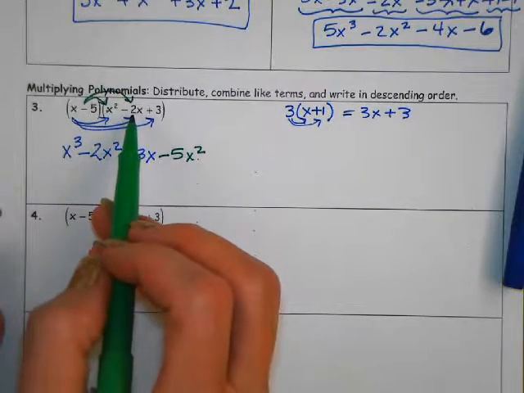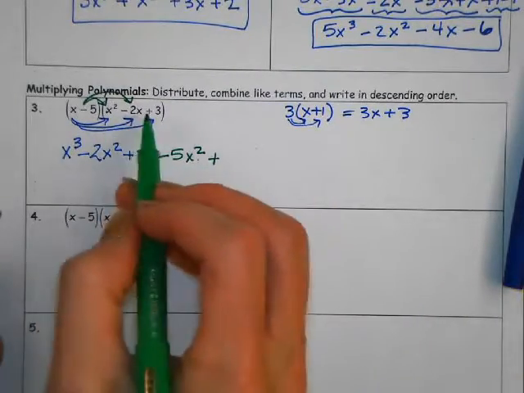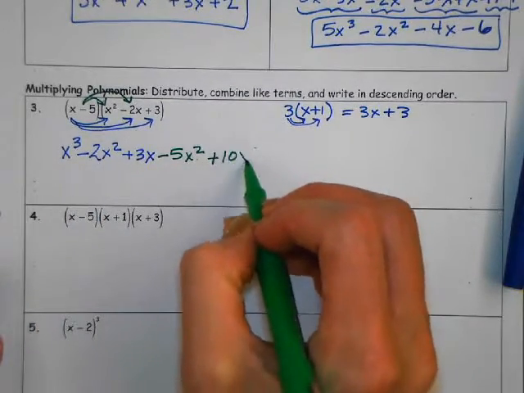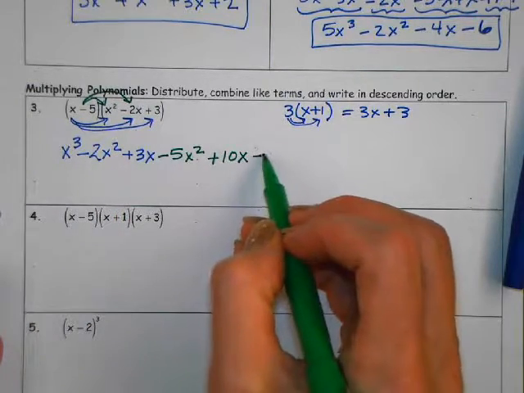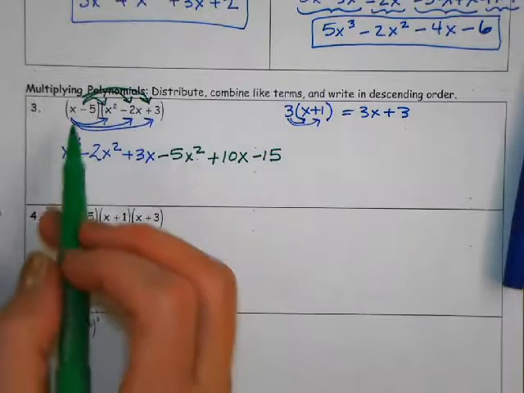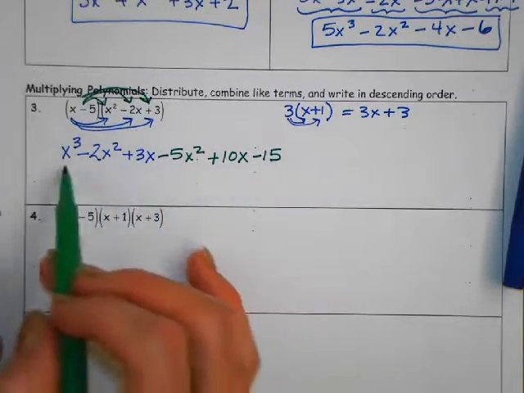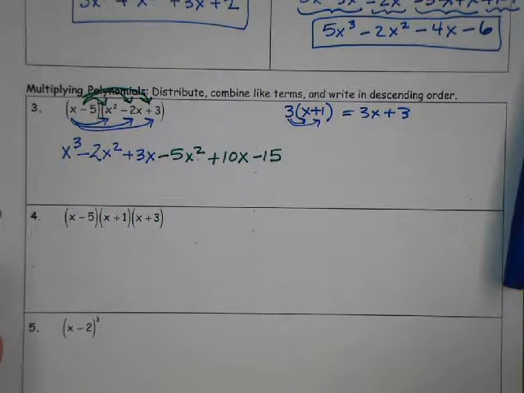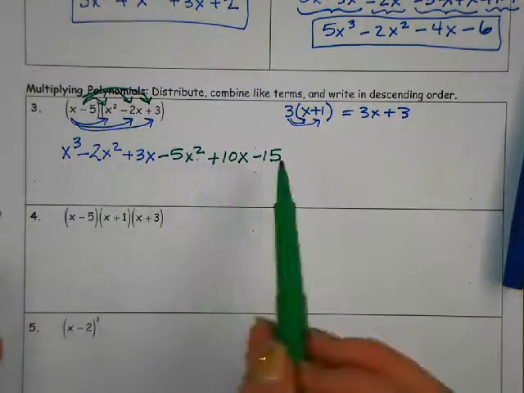Well, negative 5 times a negative 2 becomes 10. And then I have an x, so plus 10x. And then negative 5 times a 3, minus 15. Okay? So, do you see how I'm just doing one term to multiply to all, and then the next one to multiply to all, and then I just write it out like that, right?